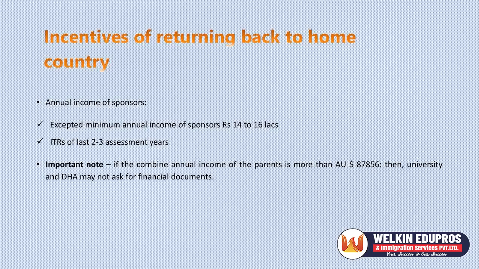So we have to keep the ITR in the range of at least 16 lakhs, combined ITR of parents of at least 60 lakhs. Because if the ITR is less than this, it gets really difficult, it gets really challenging.